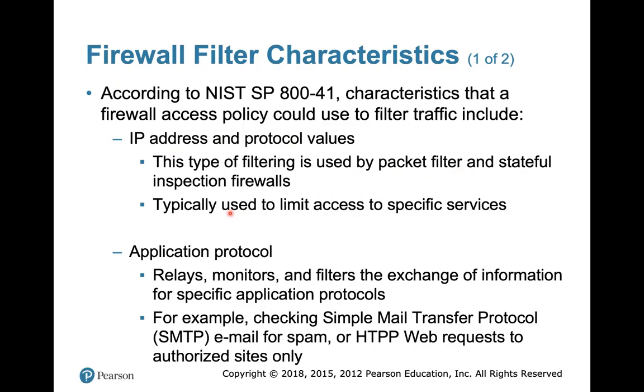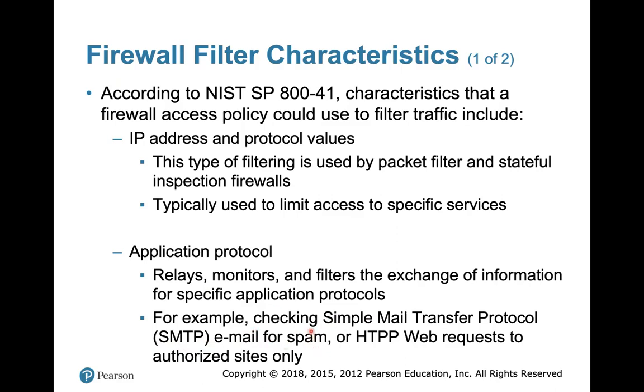And technically, they used to limit access to specific services. But other than IP address and protocol values, a firewall may look at the application protocols and implement filtering based on application protocols. For example, you may want to transfer some information following the SMTP protocol, which is a protocol for transferring emails. And of course, when it comes to that SMTP protocol, you may want to inspect the content of the information in order to find spam and reject spam information.